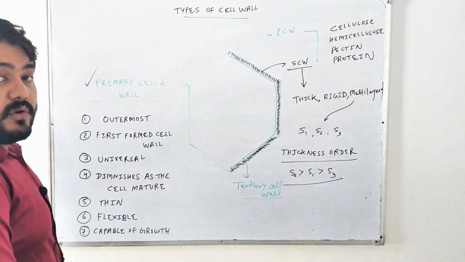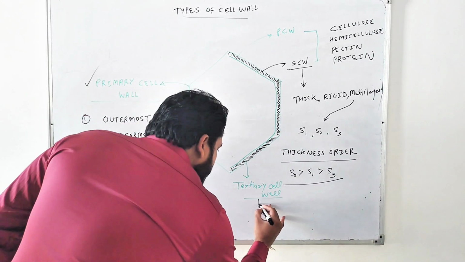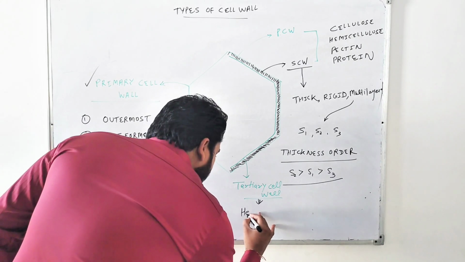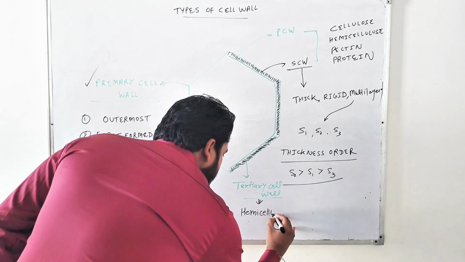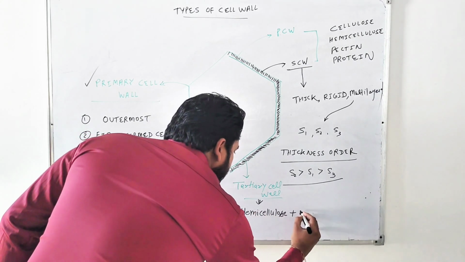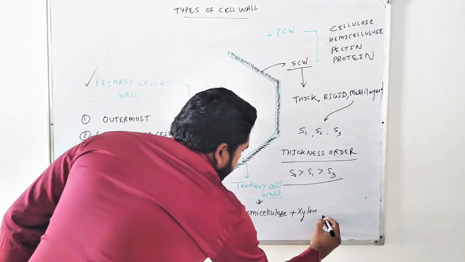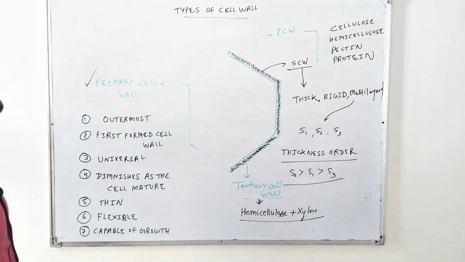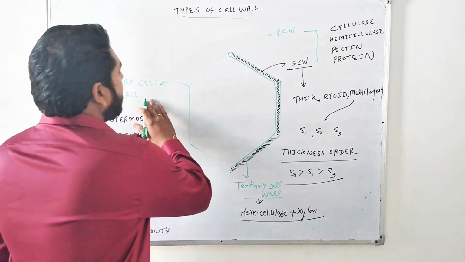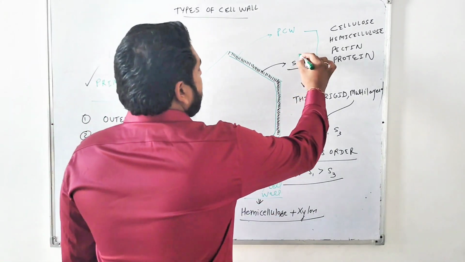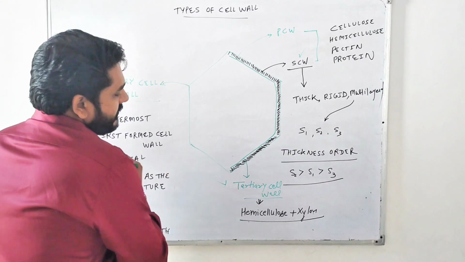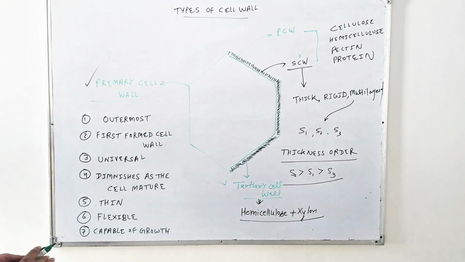Now if I talk about the composition of the tertiary cell wall, it is made up of hemicellulose and xylene. So this is the composition of the tertiary cell wall. In this way we have discussed the different types of the cell wall: first, the primary, the second one, the secondary, and the last one, the tertiary cell wall.